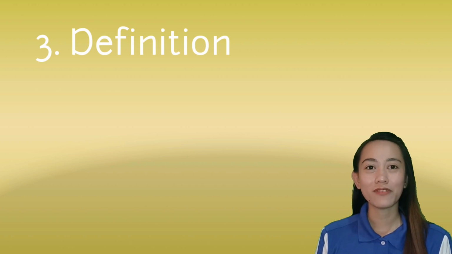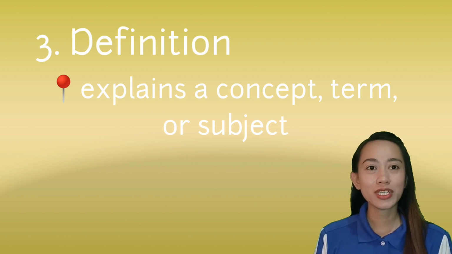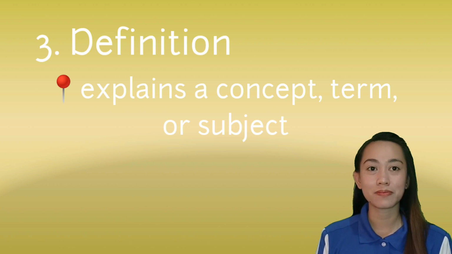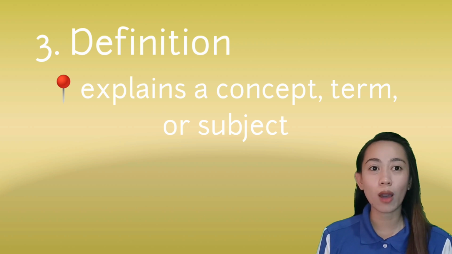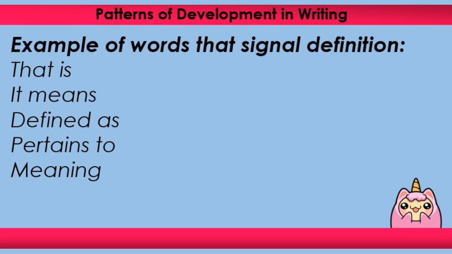Number 3, definition. Definition explains a concept, term, or subject. Its main purpose is to tell what something is. It consists of 3 parts. 1, the term, concept, or subject to be defined. Number 2, the general class to which it belongs. And number 3, the characteristics that differentiate it from the other members of its class. This pattern of development is commonly used in the sciences, humanities, and business.